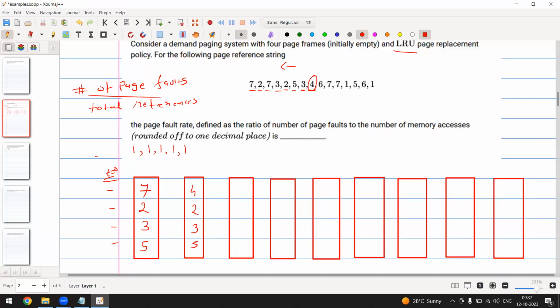Next is 6. If you see, 6 is also not there in the memory, so it is a page fault. I have to count the page fault and I'm highlighting it for your reference. Now you have to swap out one page from 4, 2, 3 and 5 and bring 6 in. If you scan in the backward direction, you see 4 was used recently, then 3 was also used, then 5 was used, and 2 is least recently used. So I'll swap out 2 and in place of 2, I'll bring 6.